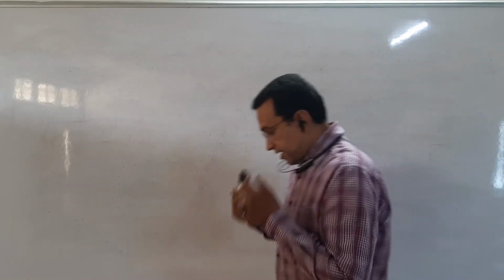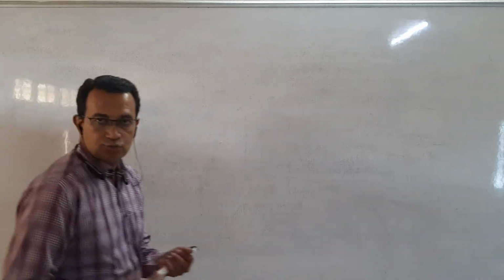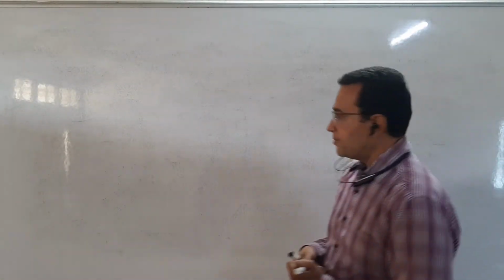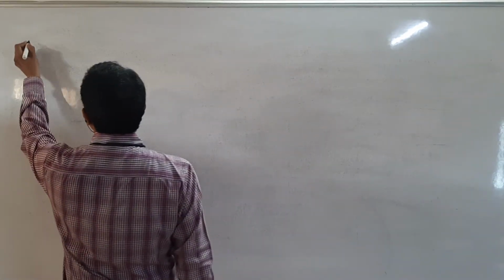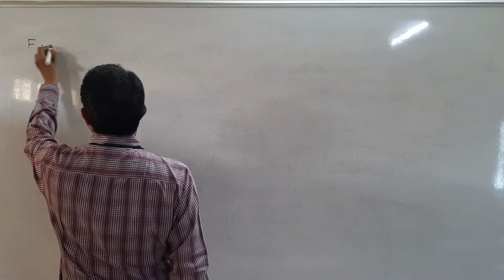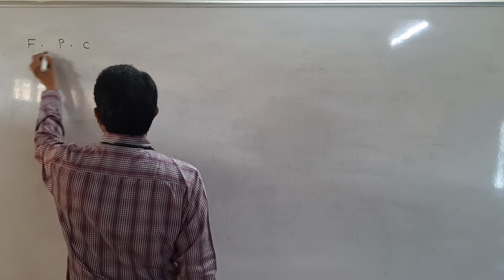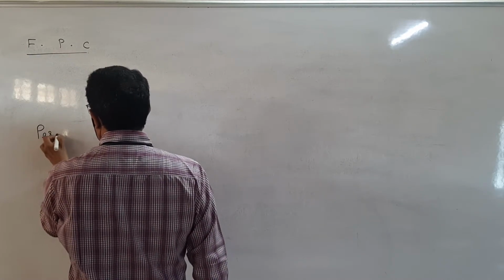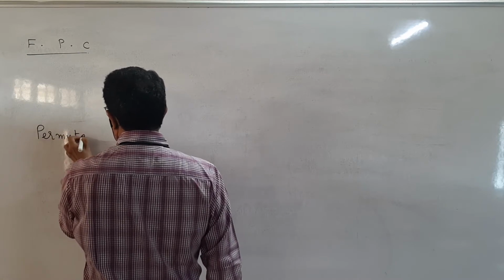In the previous lecture, we have completed up to 7.2. Let us revise the fundamental principle of counting. I am writing in short FPC. And then, students, we will revise permutation.